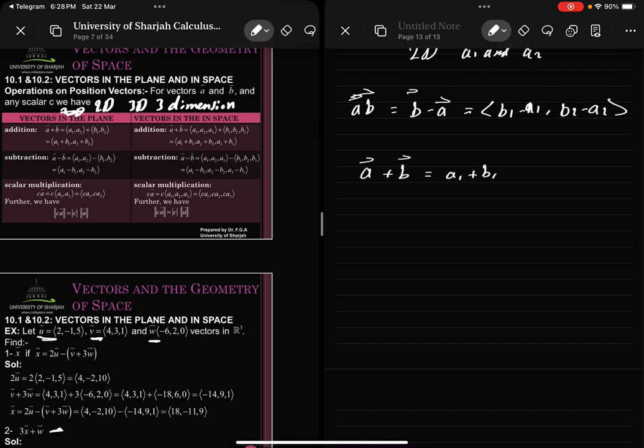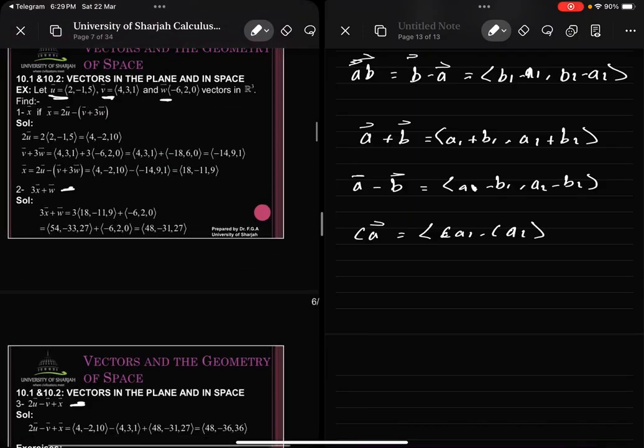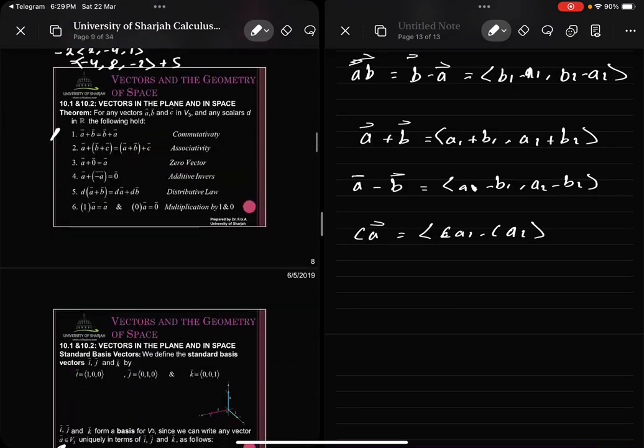For addition, it is A1 plus B1 and A2 plus B2. I'm sorry. And for scalar multiplication, C multiplication will be CA1 and CA2. Just that.